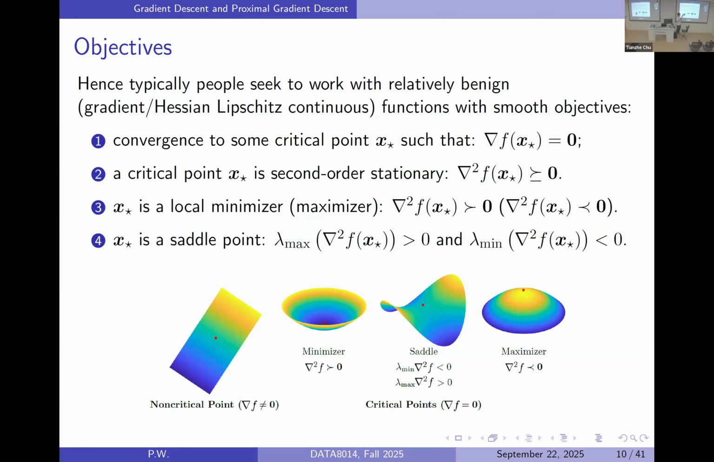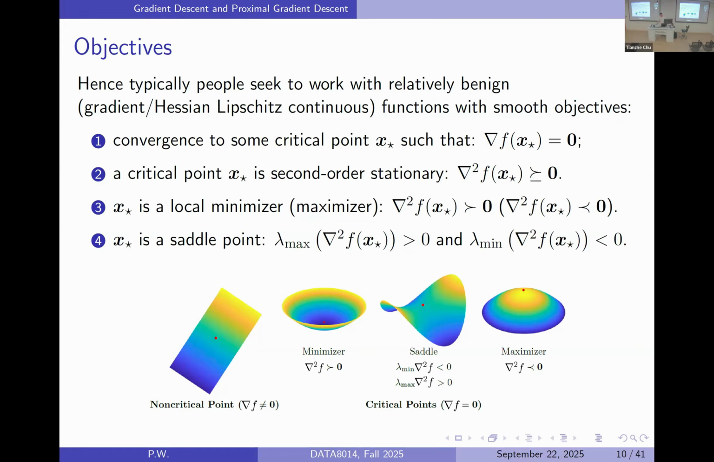And what is a saddle point? That means along some directions the function value is increasing, and along some other directions it is decreasing. You can see here it's like a saddle shape. Along this direction the function value is increasing, but along this direction it is decreasing. That is a saddle point. And a maximizer is negative definite, the opposite of the minimizer.